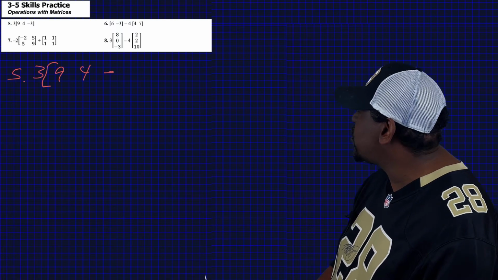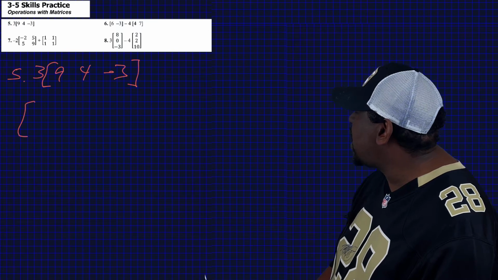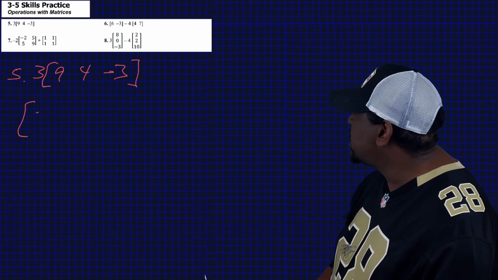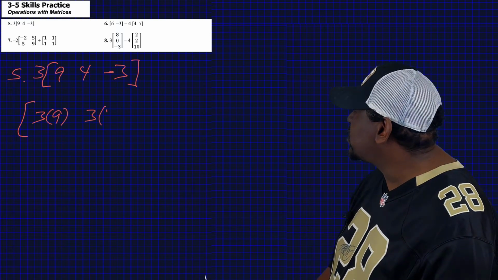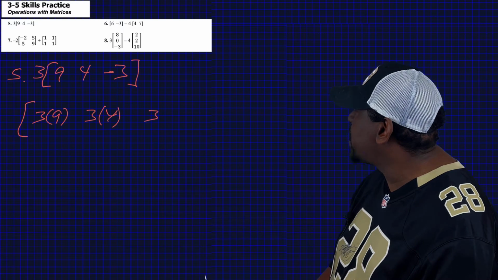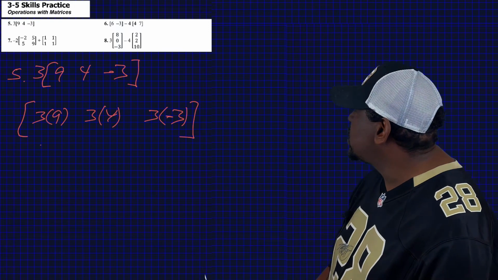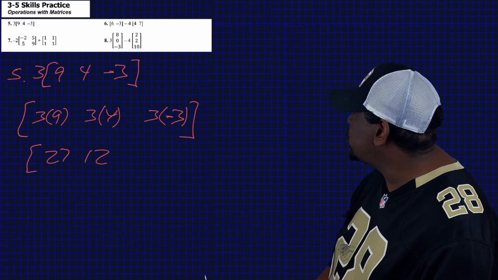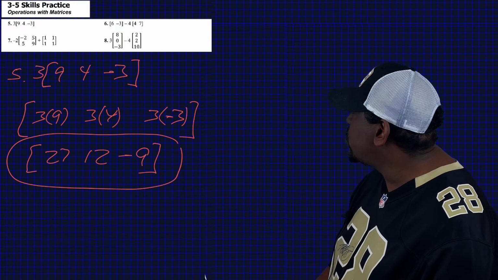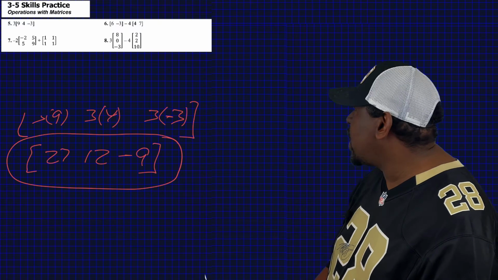We have a term written outside of the matrix: 3 times the quantity of 9, 4, and negative 3 horizontally. Now, this is called a scalar. Scalar means the term outside, and you just multiply all the terms in the matrix by that term. It's almost like the distributive property for matrices. So we will multiply the first entry by 3, 3 times 9. Second one's 3 times 4. Third one's 3 times negative 3. And when you solve that, you will have your final answer, which is 27, 12, and negative 9.